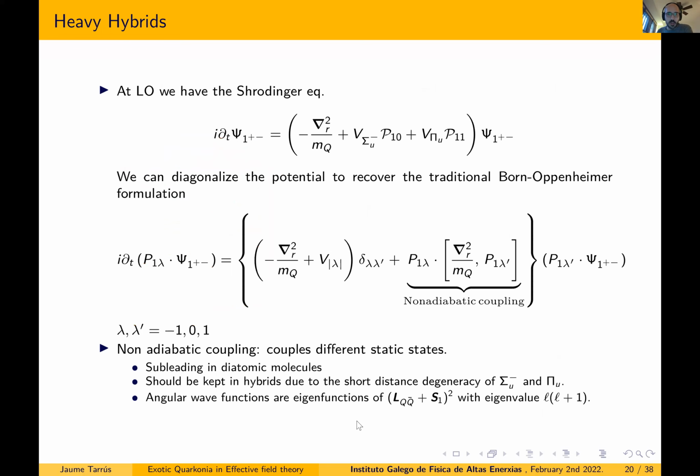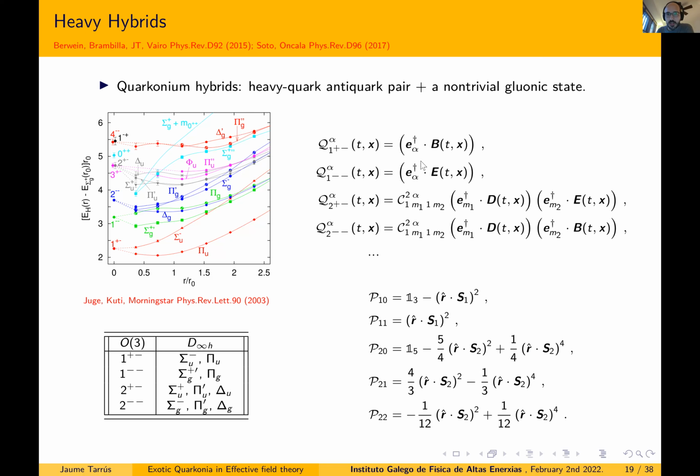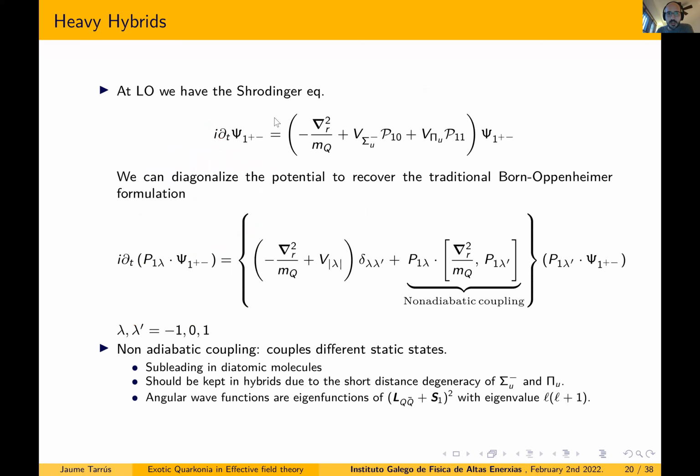And okay, so at leading order in the EFT, here I'm going to just focus on the lowest energy state, the one generated by this operator here, corresponding to these two static energies. So for this case, at leading order in the EFT, we get a Schrodinger equation for the psi field. Remember, this is a vector field in the spin indices of the light degrees of freedom. So this has three components, and it then gets these two potentials corresponding to the two static states, multiplying these projection matrices, which are matrices in the spin space of the light degrees of freedom.